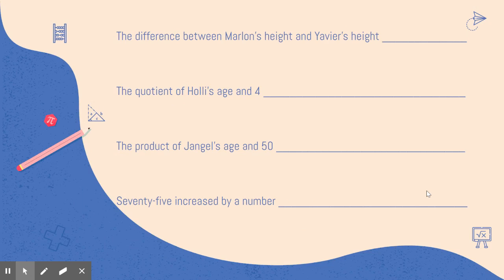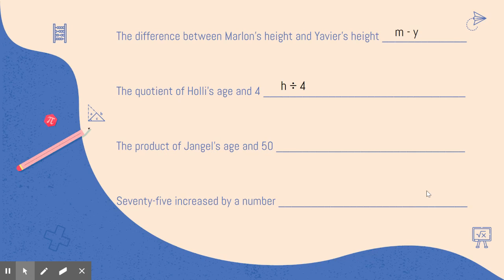Okay, so here we have the difference between Marlon's height and Javier's height. Well, I know difference means subtraction. I don't know Marlon or Javier's height, so I'm going to represent them with variables. I used m and y for their names, so m minus y. The quotient of Holly's age and 4, well, quotient means division, so we're going to write it as h divided by 4. You could also write it as a fraction with h in the numerator and 4 in the denominator.